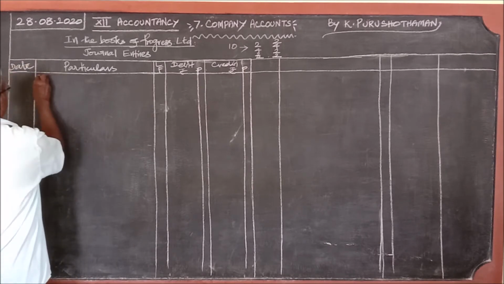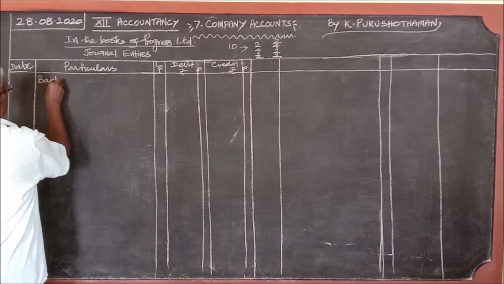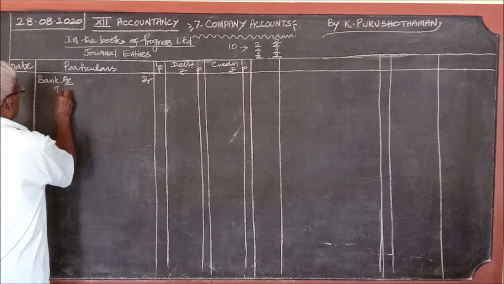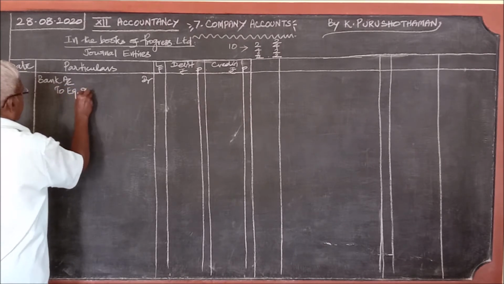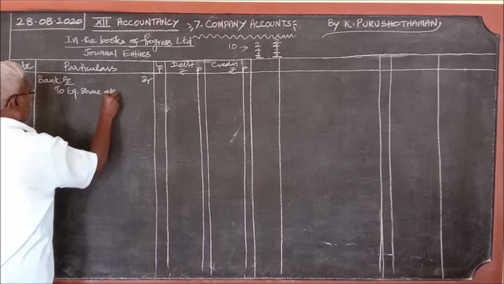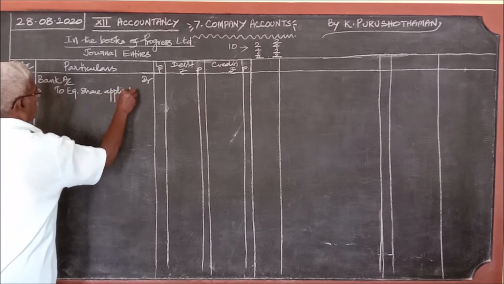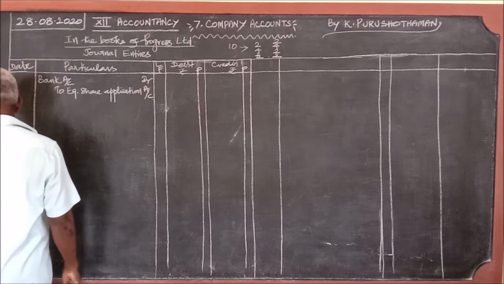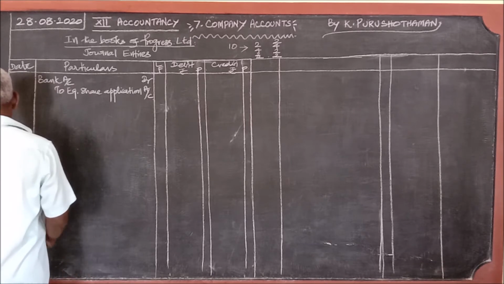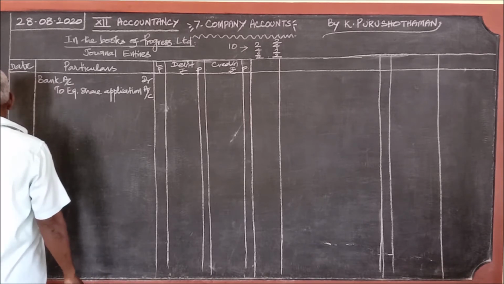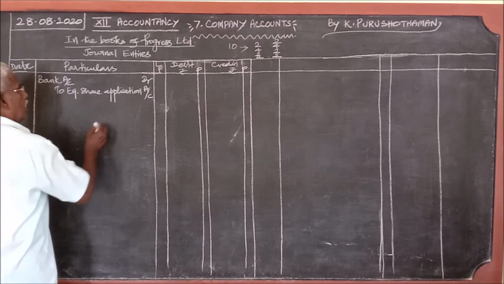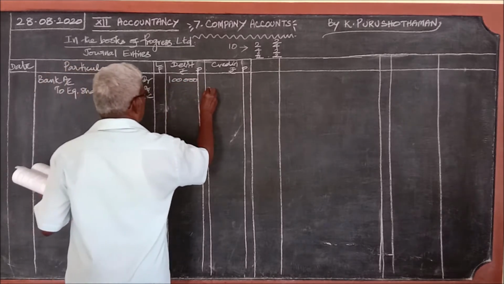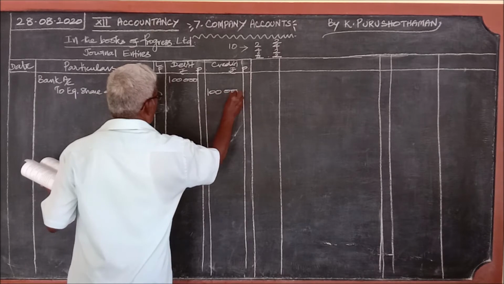Now, how should the journal entries be passed? For the application stage, bank account debit to equity share application account. How many shares are issued? 50,000 shares. All the shares are subscribed. Therefore, 50,000 into 2, 1 lakh we should write here, 1 lakh.